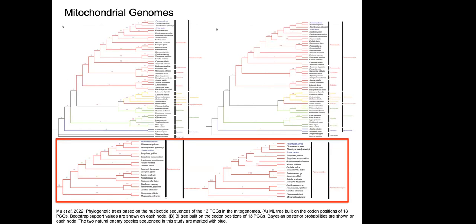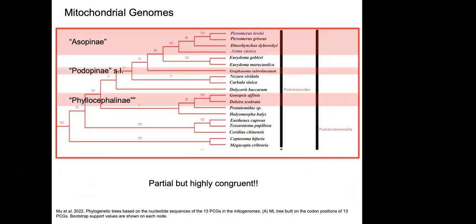Also other results obtained from other molecular markers, in this case from whole mitochondrial genomes, gave pretty similar results to the ones obtained in 2008. However, also with a very small amount of taxa, which therefore could not lead us to any information. As we can see, the results were partial, however, highly congruent with the previous ones obtained.